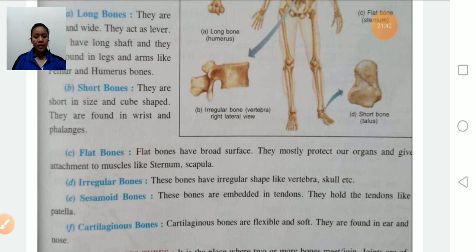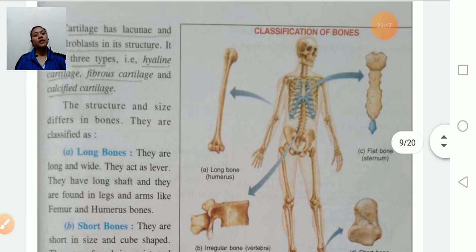Sesamoid bones are embedded, which means fixed. These bones are fixed in tendons. They hold the tendons, like the patella. Cartilaginous bones are fixed and soft, and they are found in the ear and nose.